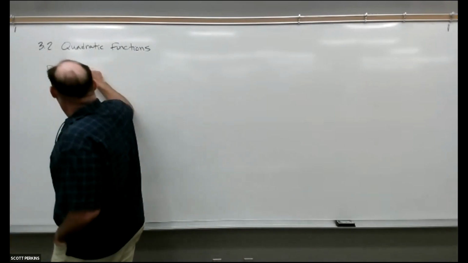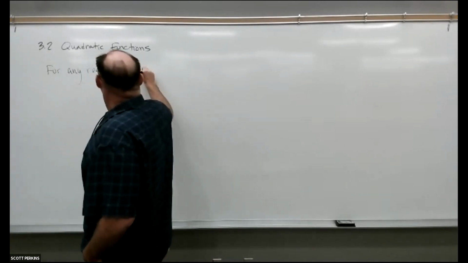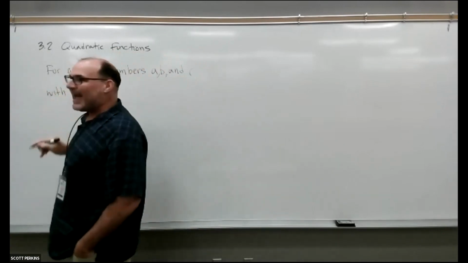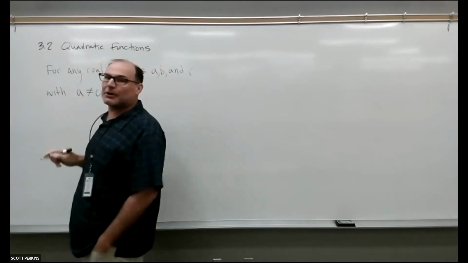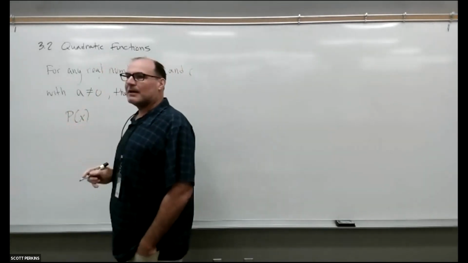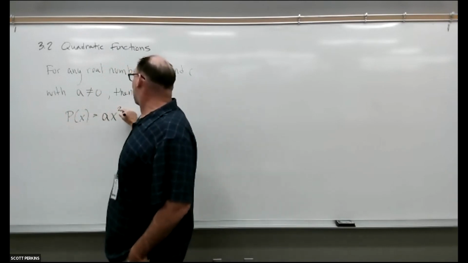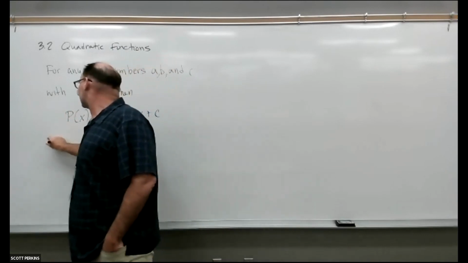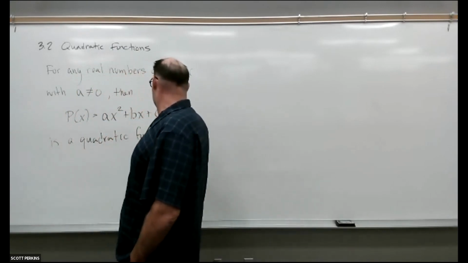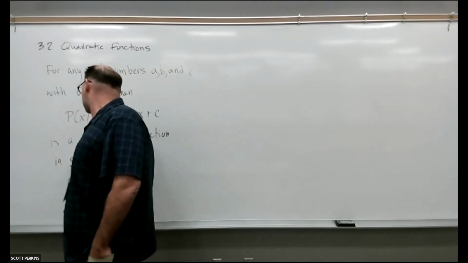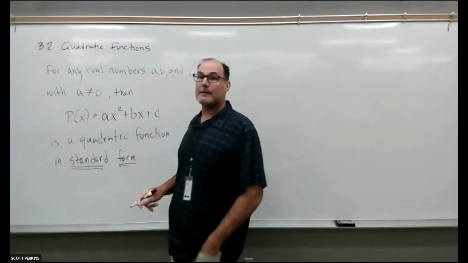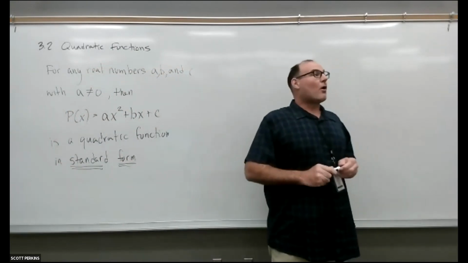For any real numbers A, B, and C, with the added detail that A is not equal to 0, then we're going to call P of X equal to AX squared plus BX plus C a quadratic function in standard form. That's the standard form of a quadratic function.